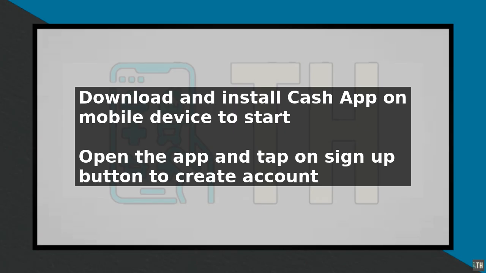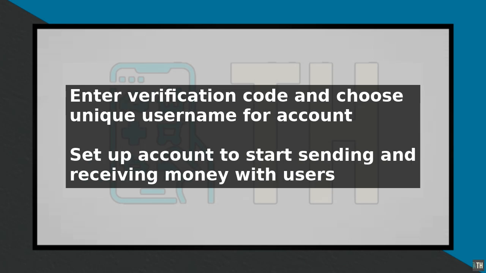You will be asked to provide your phone number or email address to receive a verification code. Enter the code you received and choose a username for your account, also known as a hashtag. This will be your unique identifier on the app. After setting up your account, you can start sending and receiving money with other Cash App users.